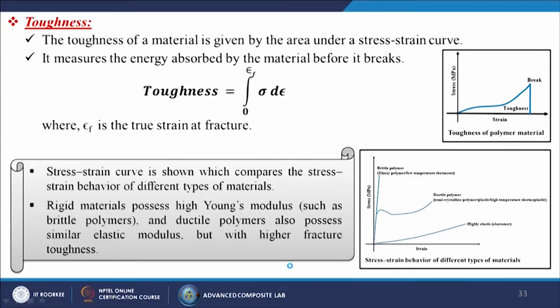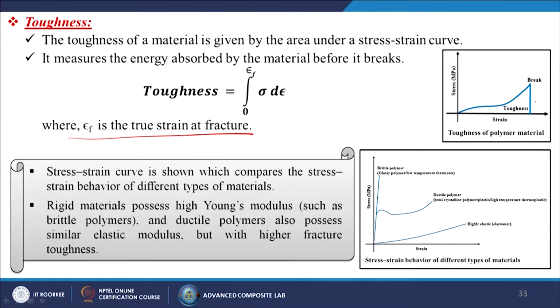that is epsilon. Toughness. So, the toughness of a material is given by the area under the stress-strain curve. It measures the energy absorbed by the material before it breaks. What is the toughness? Generally it is the integration from 0 to epsilon f of sigma d epsilon, where epsilon f is the true strain at fracture. So, this is the whole toughness of these particular polymeric materials.